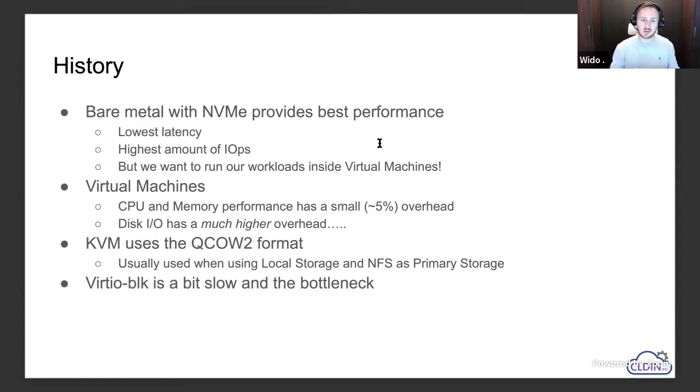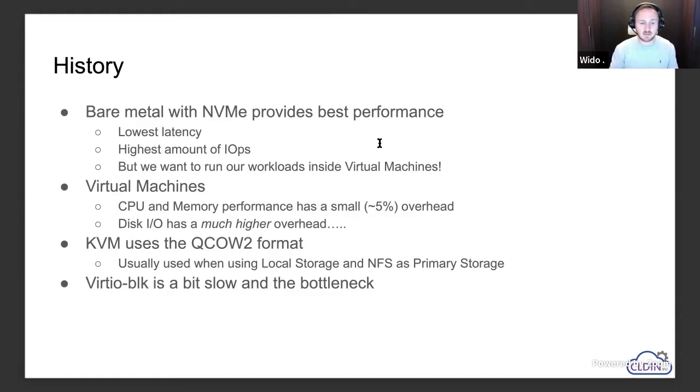Then you start looking at virtual machines, but we see that CPU and memory have a small performance overhead, about 5% in benchmarks between bare metal and a virtual machine. Memory and CPU are usually not much of a problem. However, disk I/O has a much higher overhead, and this can become a problem for applications which really depend on I/O performance. So how do we fix it?